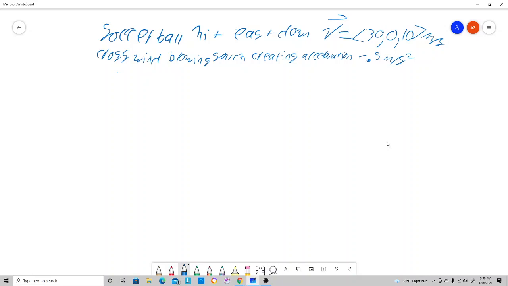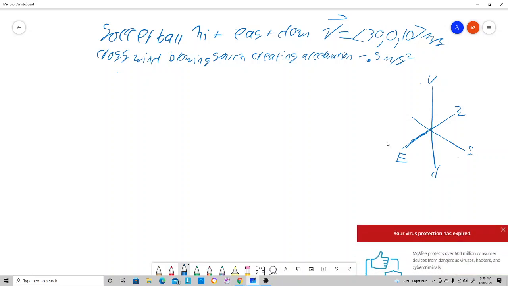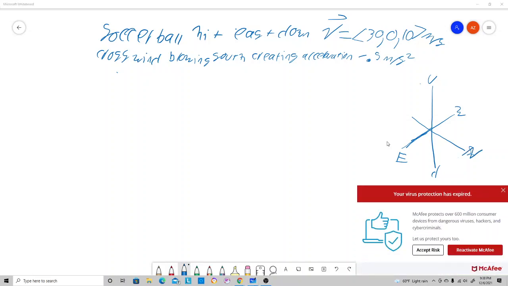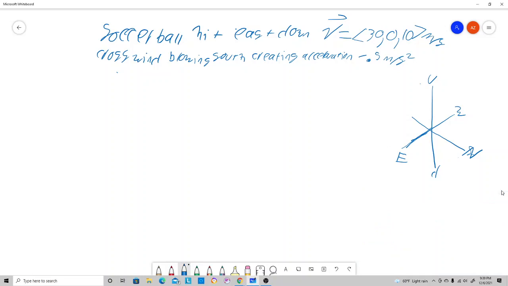I'm going to first draw the XYZ axes. So in here we have up, we have down, we have east, we have west, we have south, sorry, we have north. This is north. And then this is south.